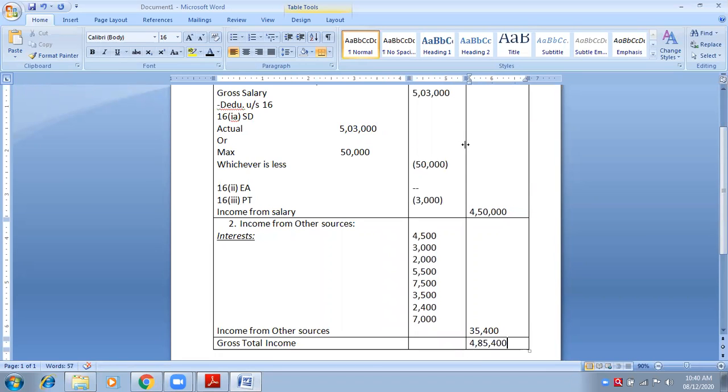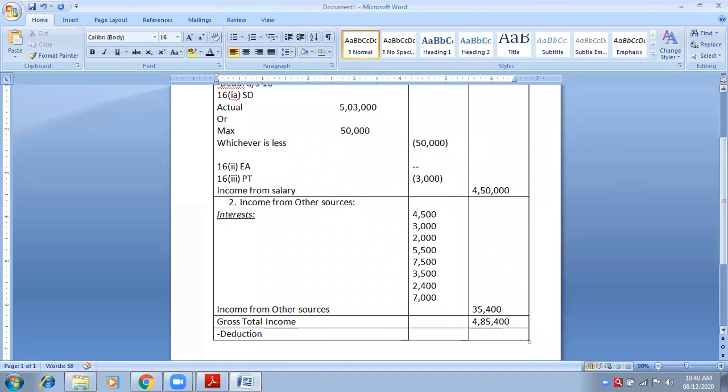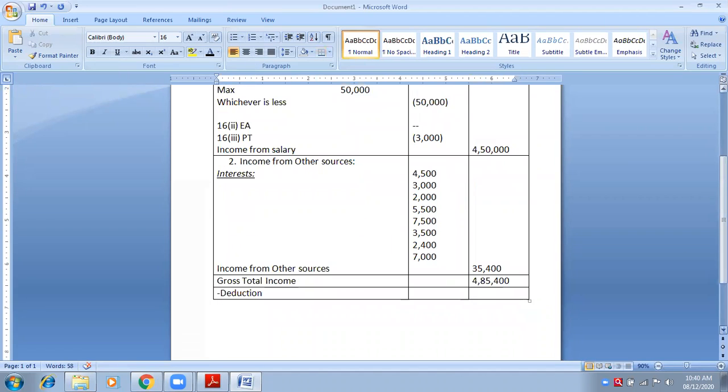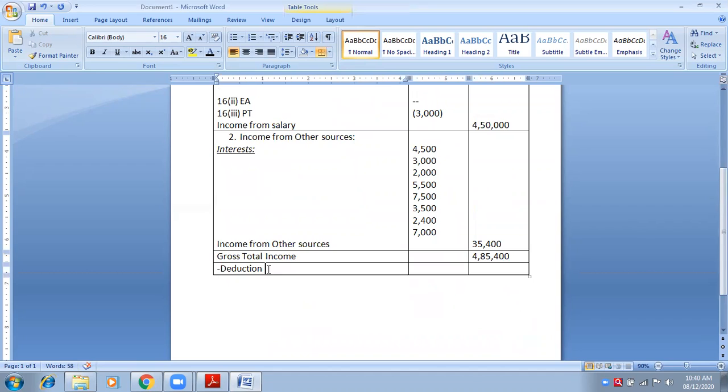Yes, ma'am. So in short, GTI is nothing but whatever we have done in the past: income from salary, income from house property, income from business and profession, other sources, capital gain. So it is a revision of all. We have to take all the incomes together and then calculate gross total income. After that, we will calculate deductions available under section 80. Now we will read in the question what all deductions are available.